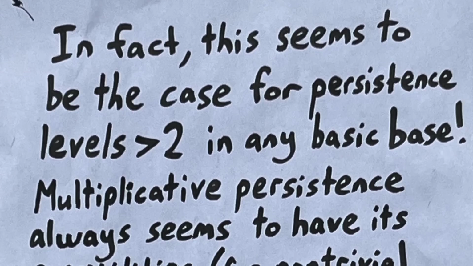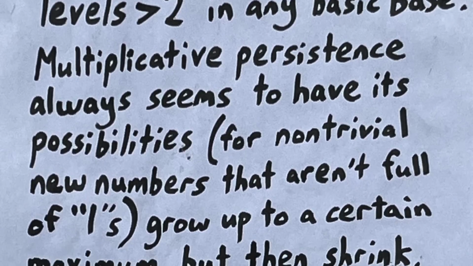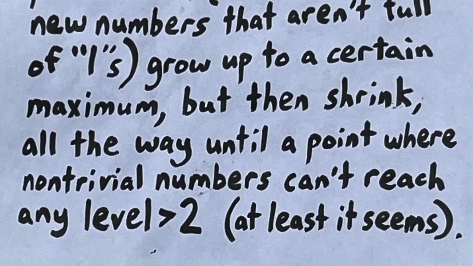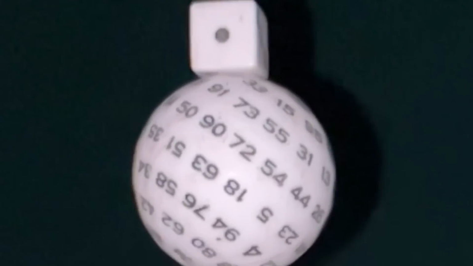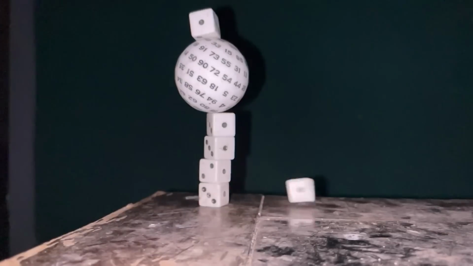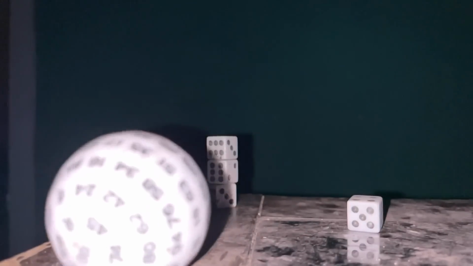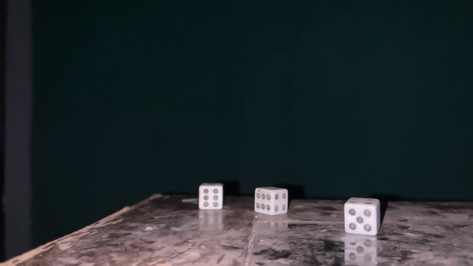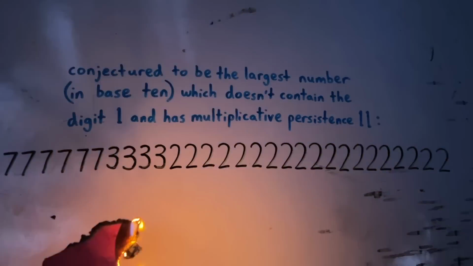2. So it's conjectured that in every basic base, every persistence level larger than 2 has some point where it ends up only being achievable in this trivial way with numbers that already were that persistence with another 1 attached. If this conjecture is true, there are all sorts of interesting lists that could be made of reverse record breakers that are not the first number to do something, but the last number to do something, like the last one-less number to reach a given persistence level in a given base.